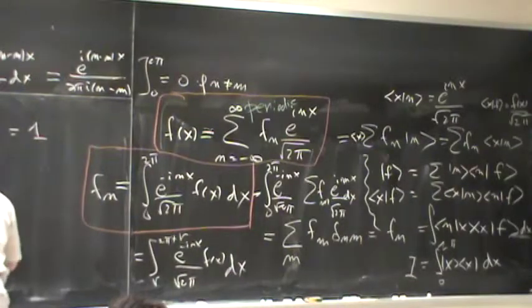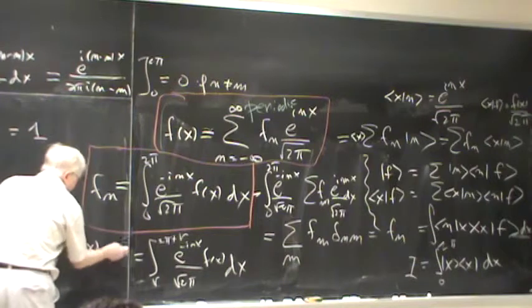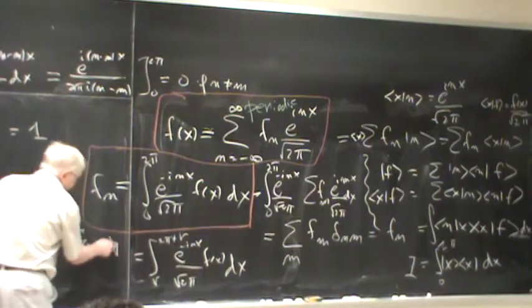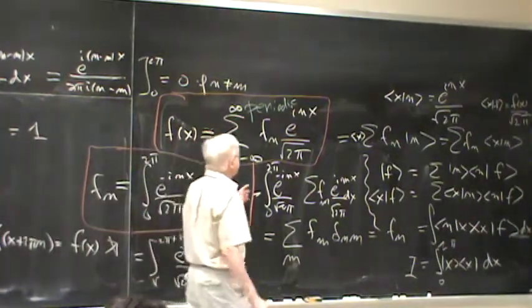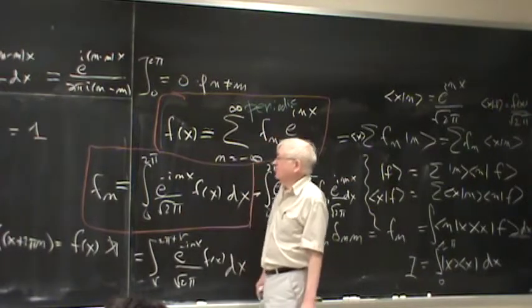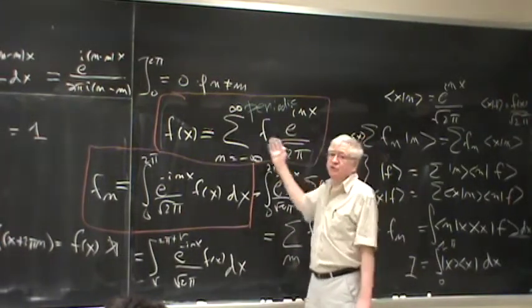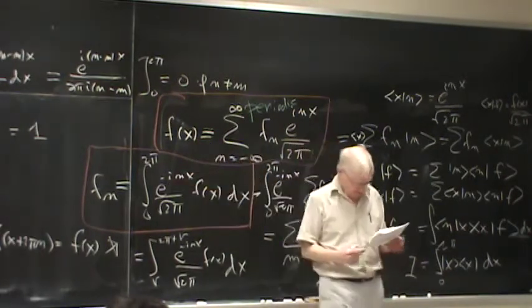So if f of x plus 2 pi n is equal to f of x, then these two things are equal. You can choose any interval of length 2 pi if the original function is periodic. On the other hand, if the original function is not periodic, then the coefficients will depend upon what interval you choose, and whatever interval you choose, you'll get a good representation for the function inside that interval, but not outside it.